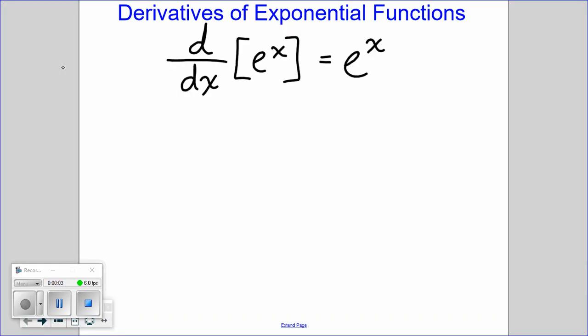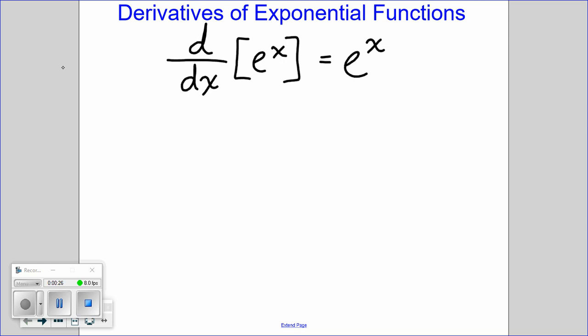Everyone. In this video, we're going to look at the derivatives of exponential and logarithmic functions. Okay, so let's start with exponential functions. And we're going to start with the derivative of e to the x, which actually equals e to the x.